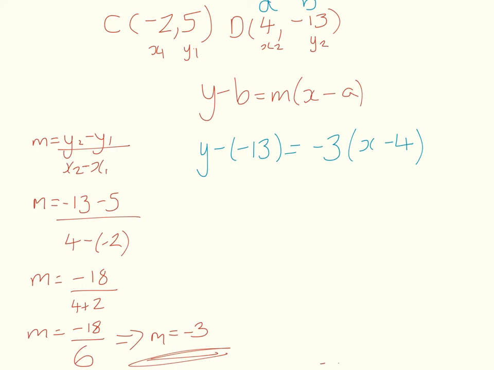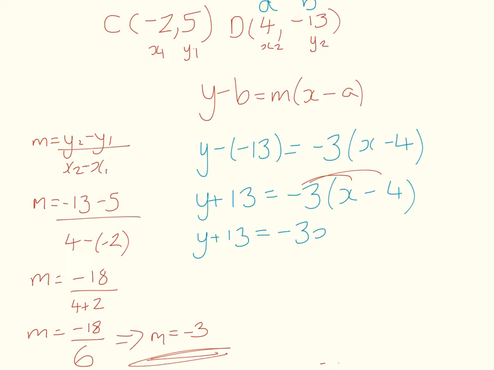Okay, I'm going to tidy this left hand side up. I'm going to have y plus 13 equals minus 3 bracket x minus 4. And then I'm just going to follow through the process again. I'm going to multiply out my brackets. Y plus 13 equals minus 3x. Minus 3 times minus 4 is plus 12. I want to have y equals mx plus c, so I want to get rid of this plus 13, so I'm going to take it away from both sides. I'm going to have y equals minus 3x subtract 1.